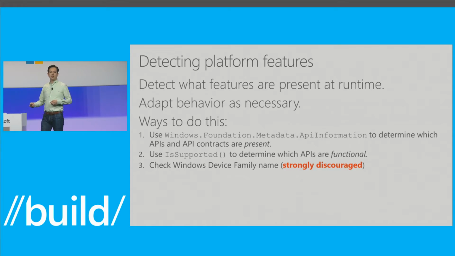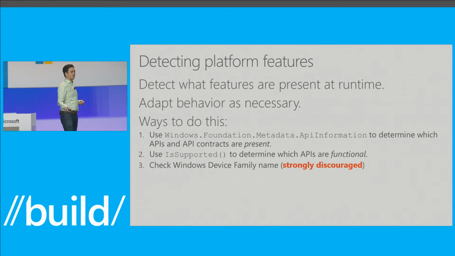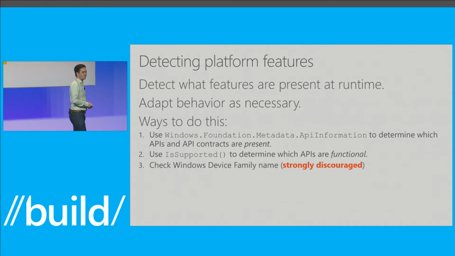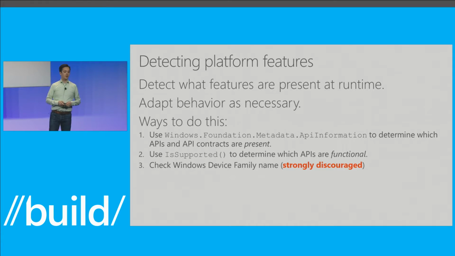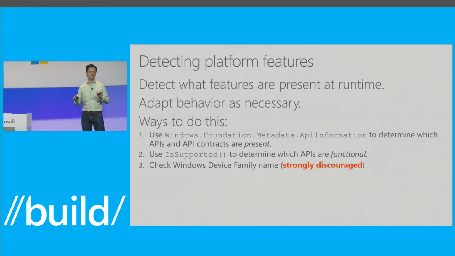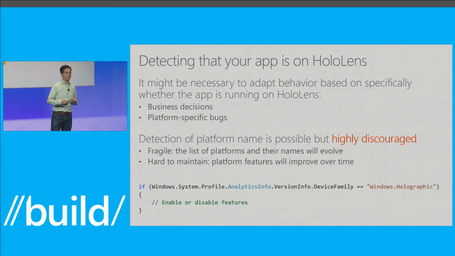So you can safely leave that code in your app, and it's not going to do anything really weird, but you may have some non-functional features. There is another way to do it, which is checking the Windows device family name, and we really don't want people to do this. There's a lot of reasons for it, and let's move on to that next.